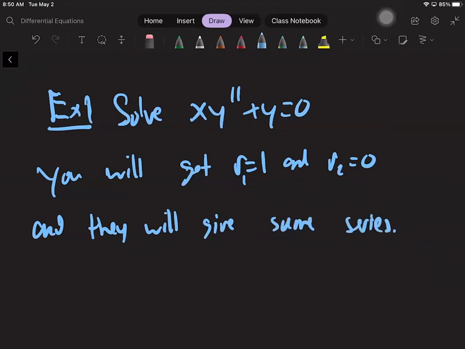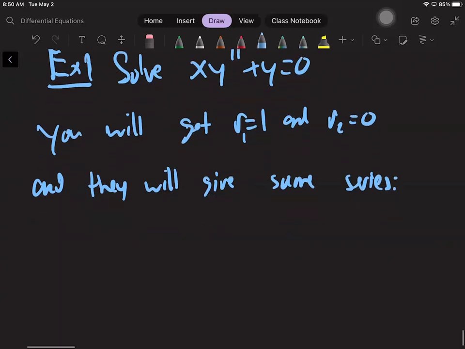So remember, you're only guaranteed 1. And in this case, that's exactly what happens. You only get 1 solution. Y equals, it'll turn out to be this.